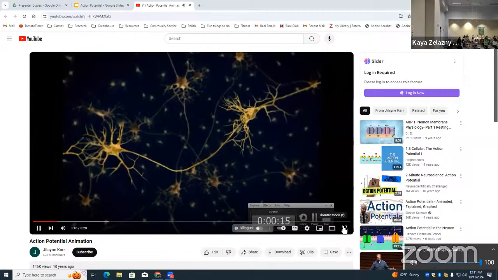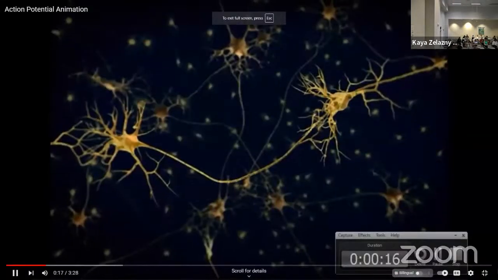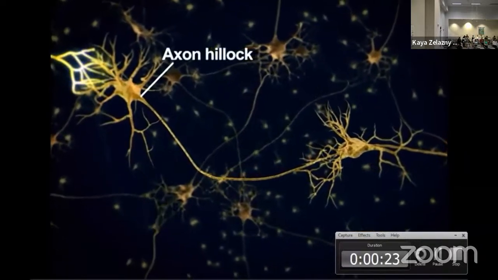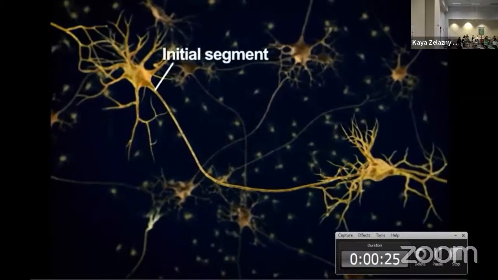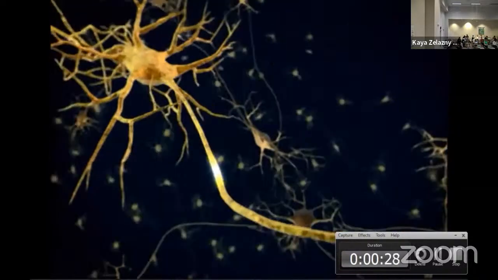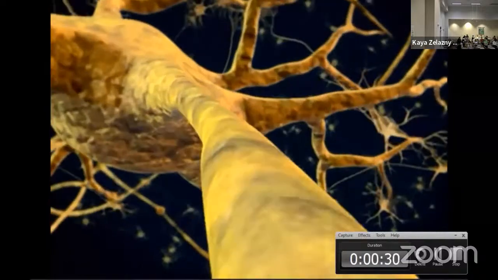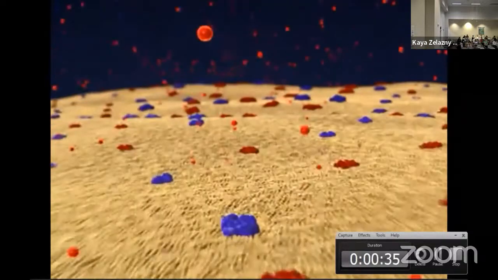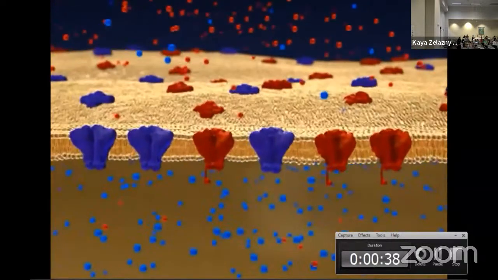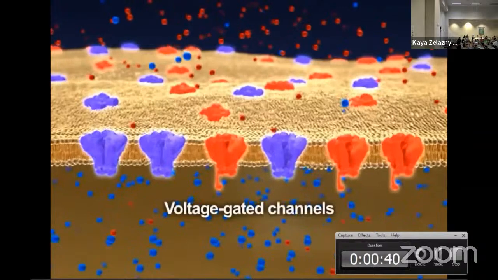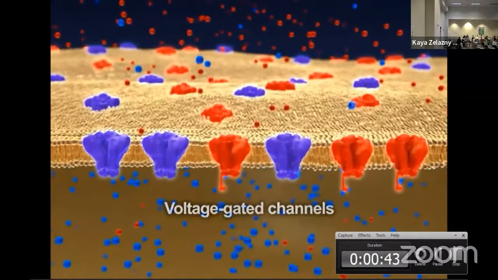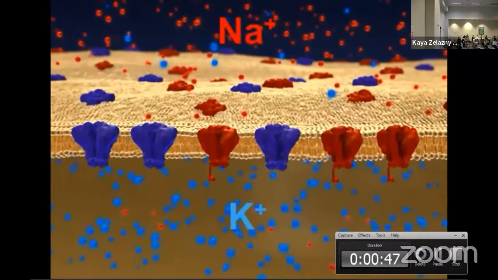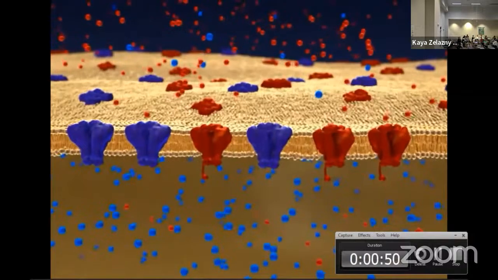Over long distances by generating and propagating action potentials. Most action potentials originate near the axon hillock of the cell body in the initial segment of the axon. It then travels the entire length of the axon. A closer look reveals that during an action potential, voltage-gated channels open and close, altering the permeability of the plasma membrane to sodium and potassium ions.